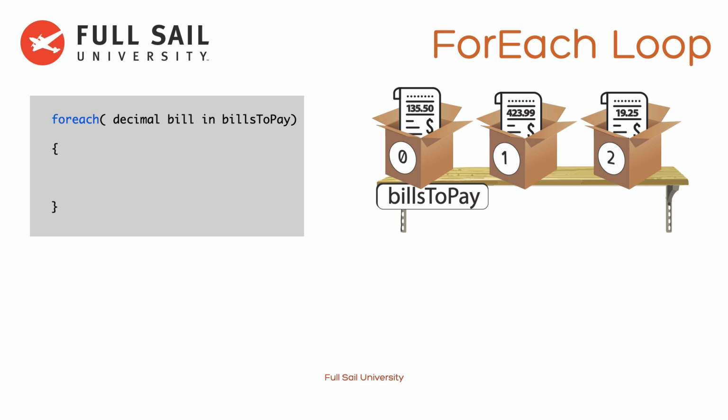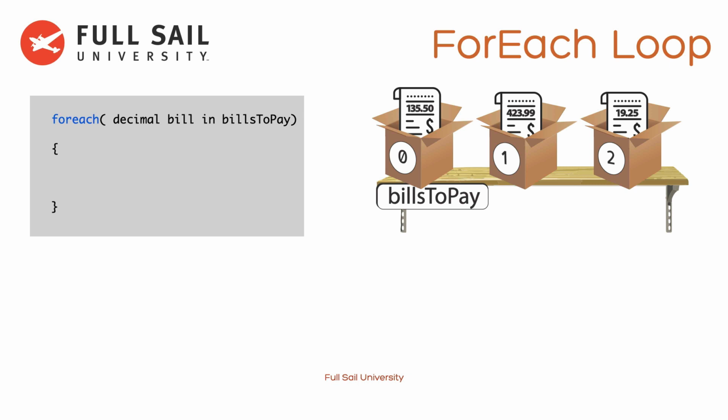Then we have in, which is going to be a keyword, so that's going to always be there. And then we're looking for a decimal bill in what? And the what is going to be the name of the data collection. Now, data collection is either an array name or a list name. Now, what happens inside of this for each loop is a little bit unusual. So there is no counting variable. We don't have to initialize something to 0 or anything like that.